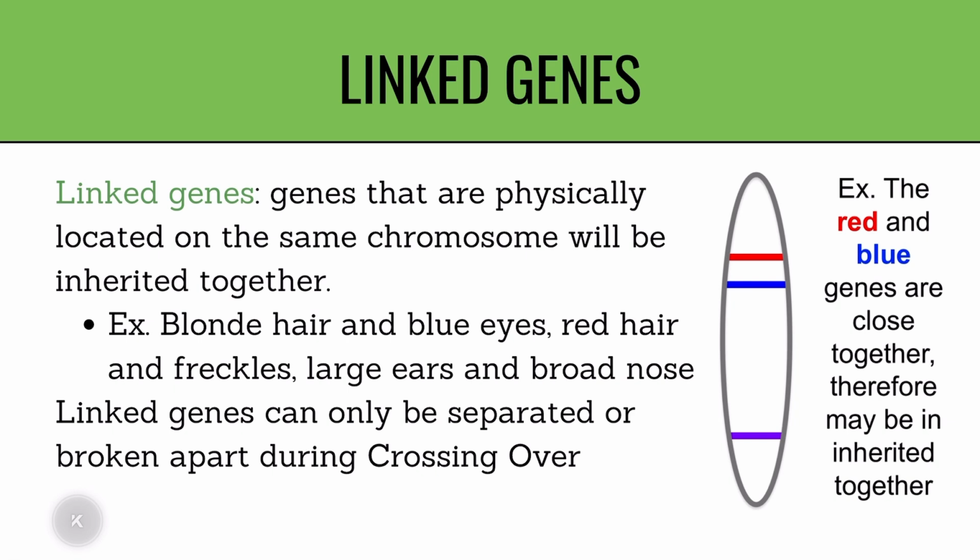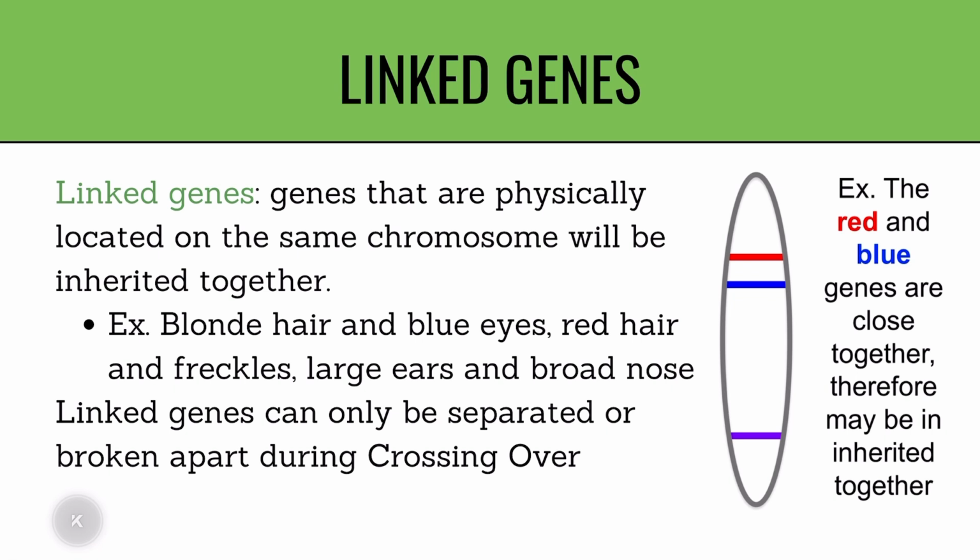All right, moving on to linked genes. Linked genes mean that they are physically located close on the same chromosome, and so they're likely to be inherited together. So for example, blonde hair and blue eyes are typically linked genes. That's why you see a lot of people who have that combination. Red hair and freckles, once again, linked genes, you're likely to see that combination. Large ears and a broad nose, same deal.